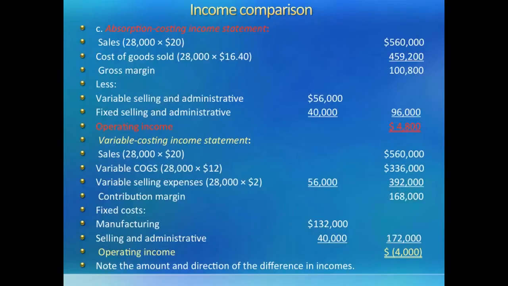Please note here that the red color is used for absorption costing numbers and not for negative numbers. Yellow color is used for variable costing numbers and for no other reason. In variable costing, net income is negative 400,000. So what is the difference in the two incomes? Notice that the difference is $8,800. Can you see why? Also, can you see that income under absorption costing is bigger than income under variable costing? Can you explain why?